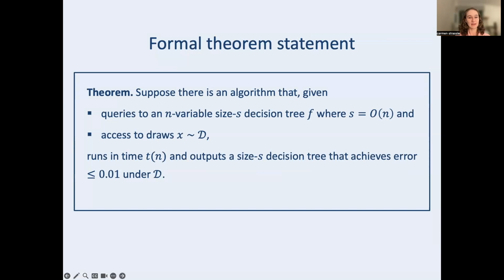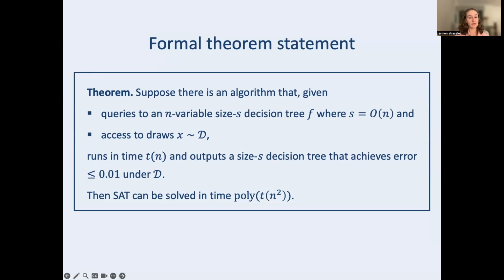So just to restate our main result a little more formally, suppose that there is a query learning algorithm, that is one that's given queries to an n variable size S decision tree, where S is linear in n, and access to draws from the distribution. If this query learning algorithm runs in time t of n and outputs a size S decision tree that achieves error at most 1% under the distribution, then SAT can be solved in time polynomial in t of n squared.